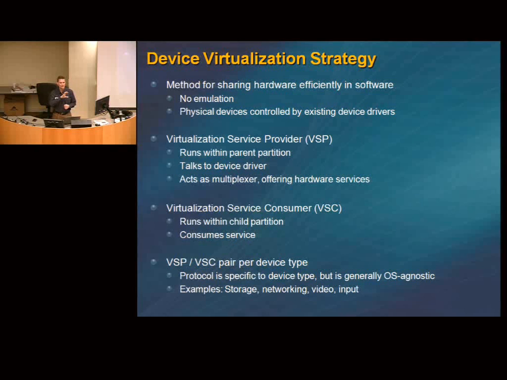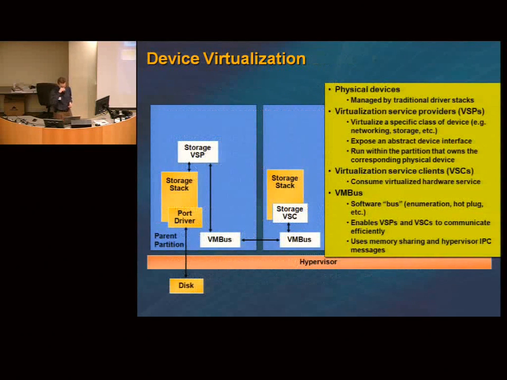I mentioned that we emulate some legacy devices, some older devices, for which a lot of operating systems already have drivers. And so by having those old emulated devices around, we can support a wide variety of operating systems. Unfortunately, that's a slow way of virtualizing. So we've taken another approach and come up with a new architecture for something that we call virtualization service providers.